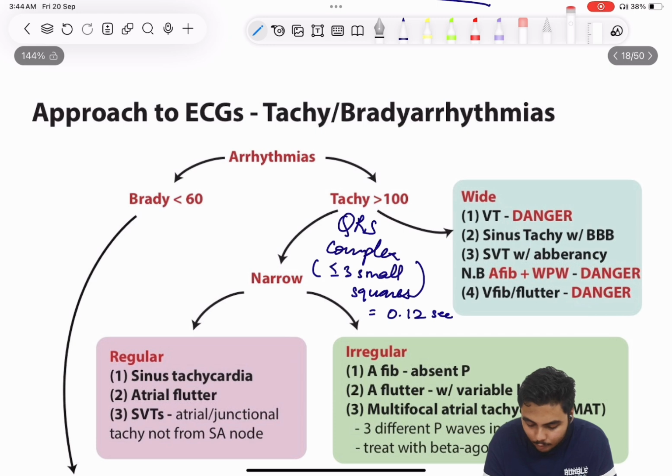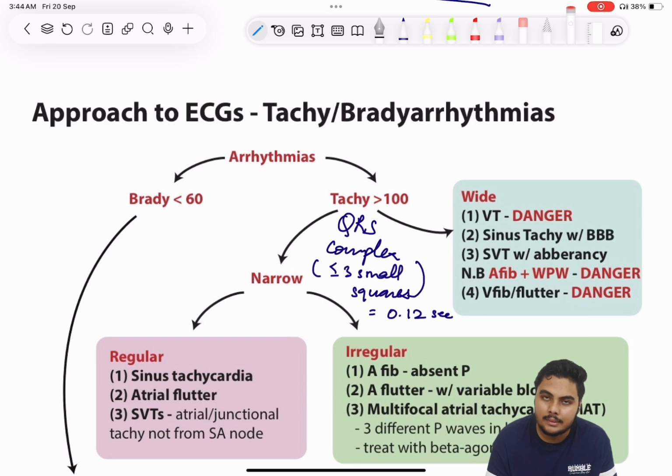Next is, what if the rhythm was regular, right? First differential would be sinus tachycardia. For example, whenever we exercise or whenever we run, we will also have an increased heart rate, that is above 100, so we will also have tachycardia. But everything in the ECG will be normal: normal P waves, normal QRS complex duration, and normal T wave. Everything will be normal. That is what we call sinus tachycardia.